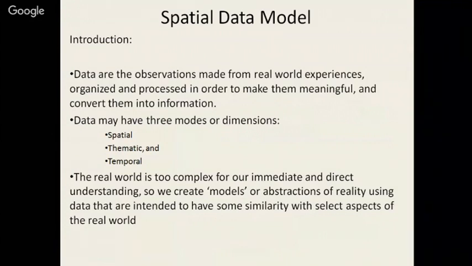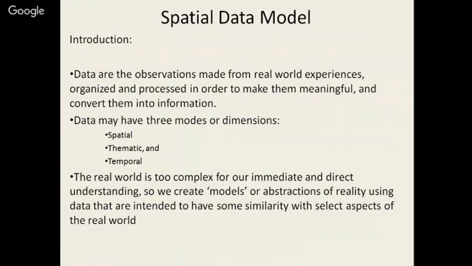Spatial data model. It's like where we talked about it yesterday too, about data, what data are, and what their utility is in bringing out spatial data. For example, this data gives us information about the spatial location. So data are the observations made from real world experiences, organized and processed in order to make them meaningful and convert them into information. So the basic purpose is to retrieve information, and data may have three modes or dimensions. They are spatial, thematic, and temporal.